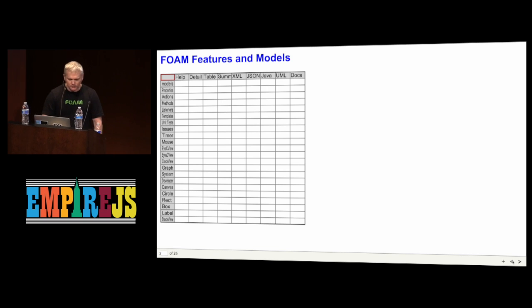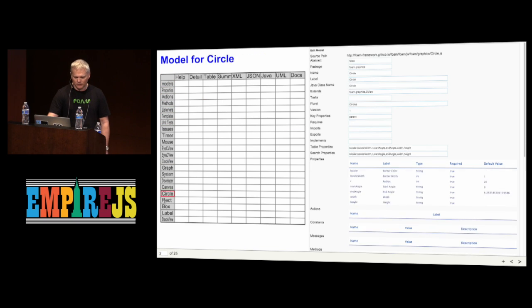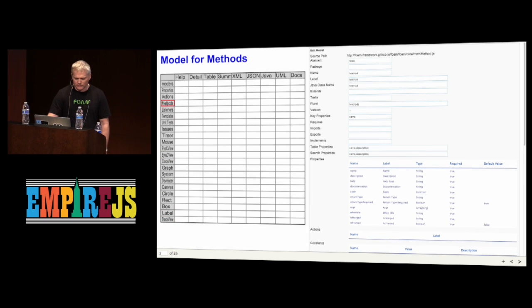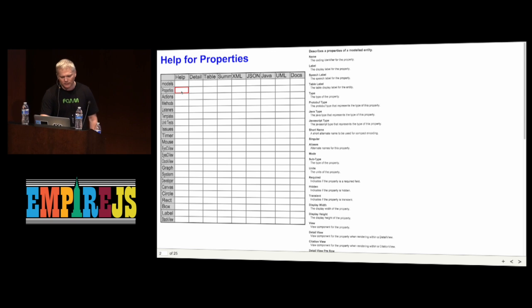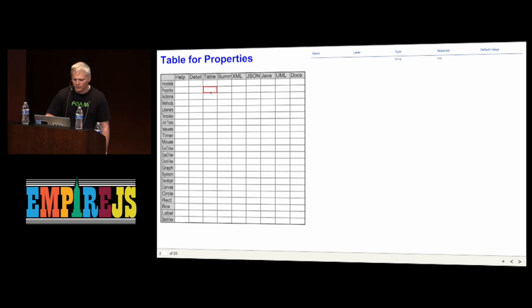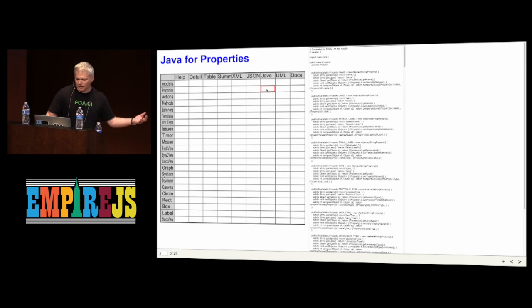So here I have a little grid, and on the vertical axis I have a bunch of models. And you'll see a lot of these in the presentation today. So that's what a model is. And then a feature is anything that we're building or generating from those models. So it's like a reusable concern. So if I look at a model, then I can generate the help view for it, a detail view, a table view, a summary view, XML adapter, JSON adapter.